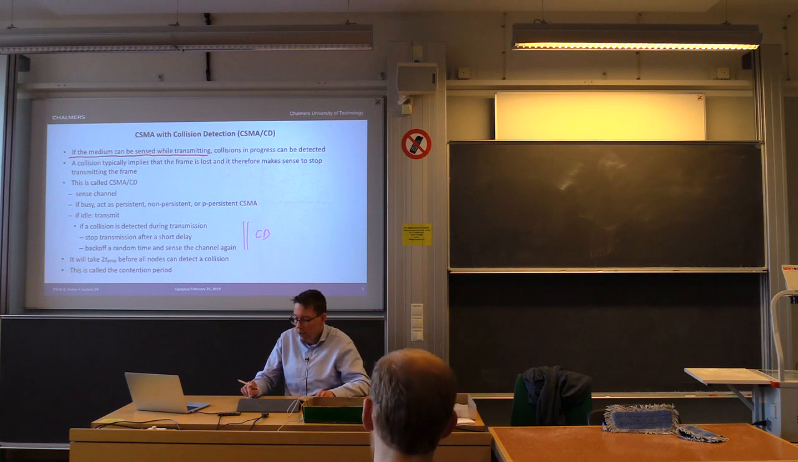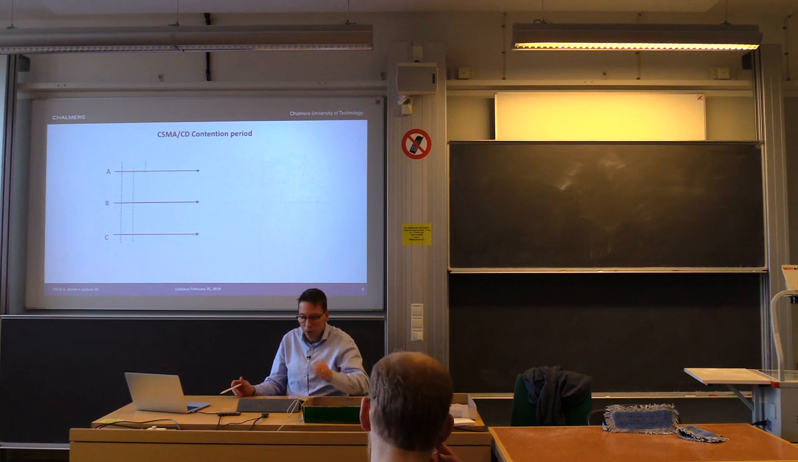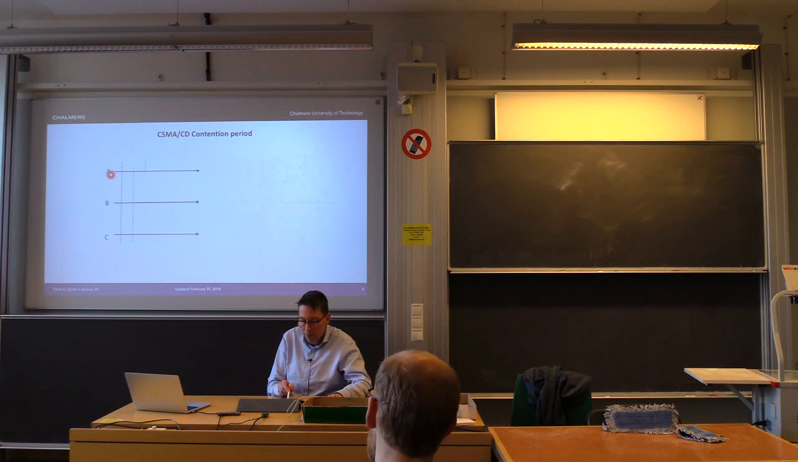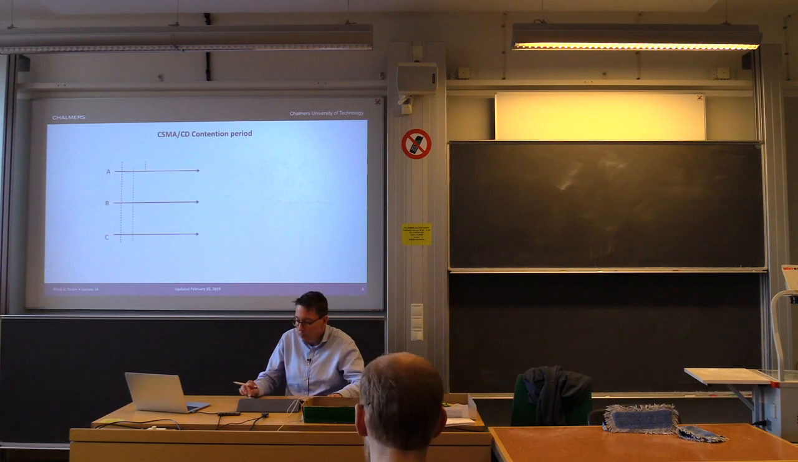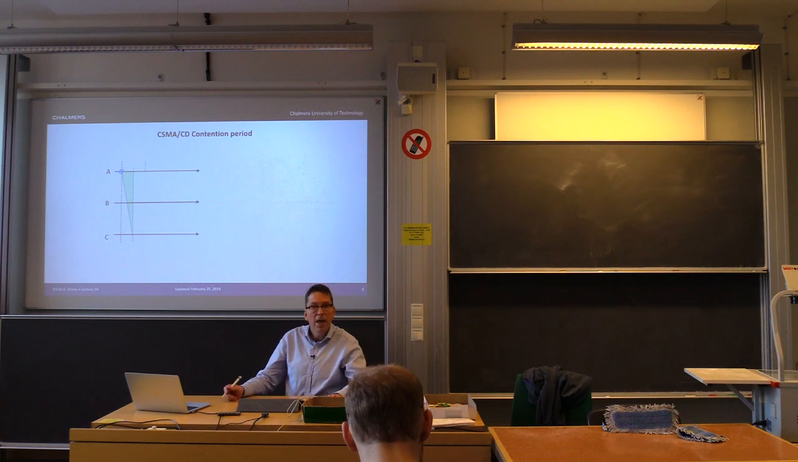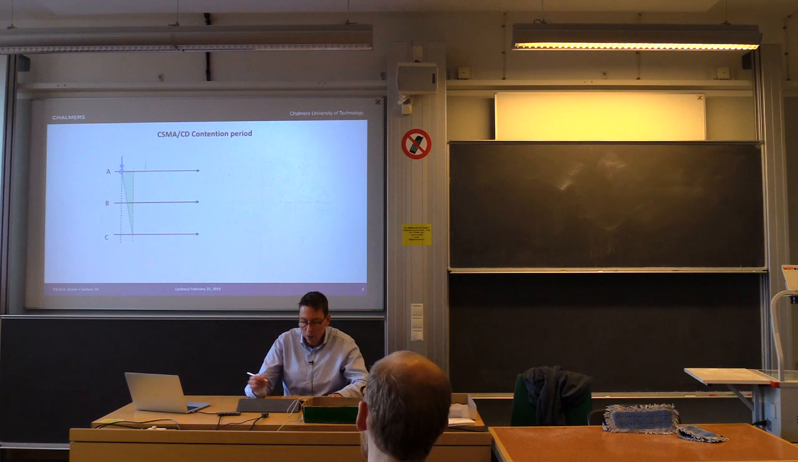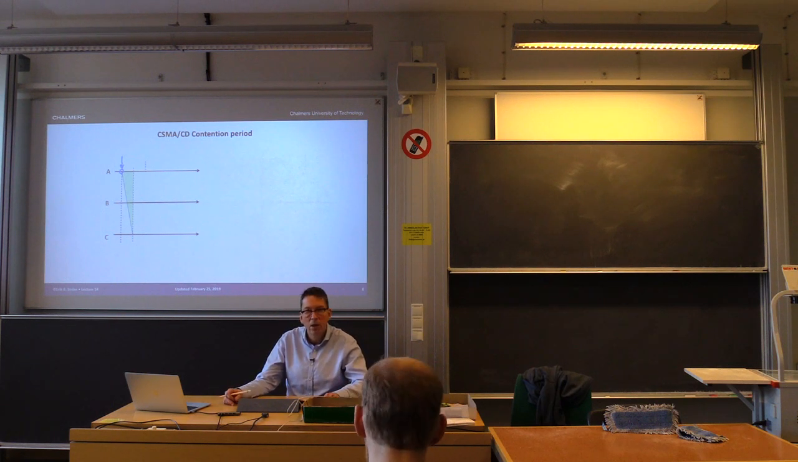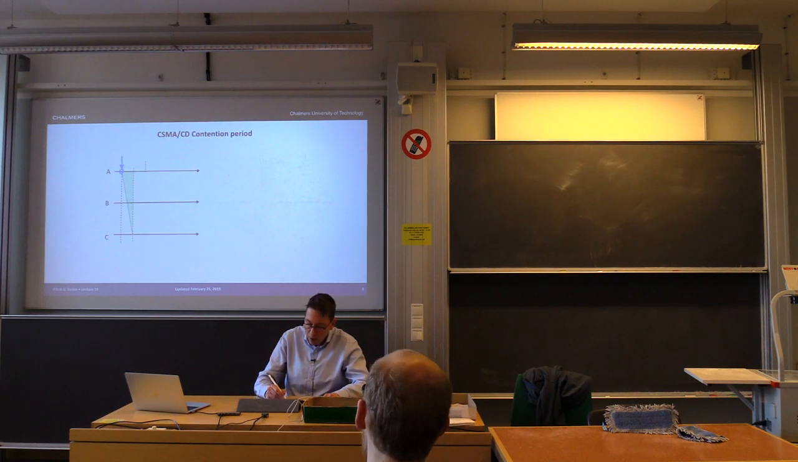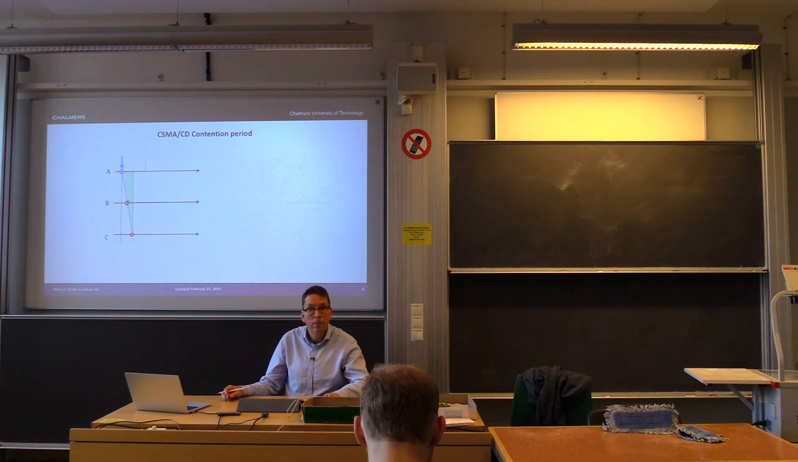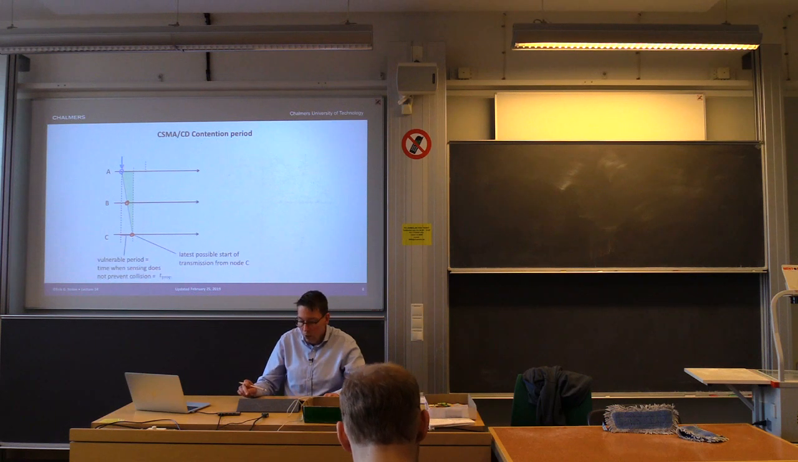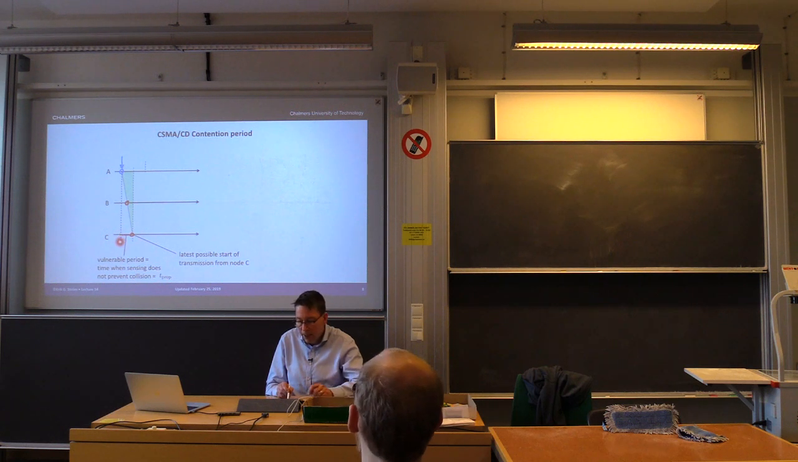These two items here will be clearer if we look at what's going on here. So here, a simple example. We have 3 stations, A, B, and C. At this point in time, A has a frame to be transmitted. So it senses the channel is idle, and then it transmits. It then reaches B at this point in time and C at this point in time.